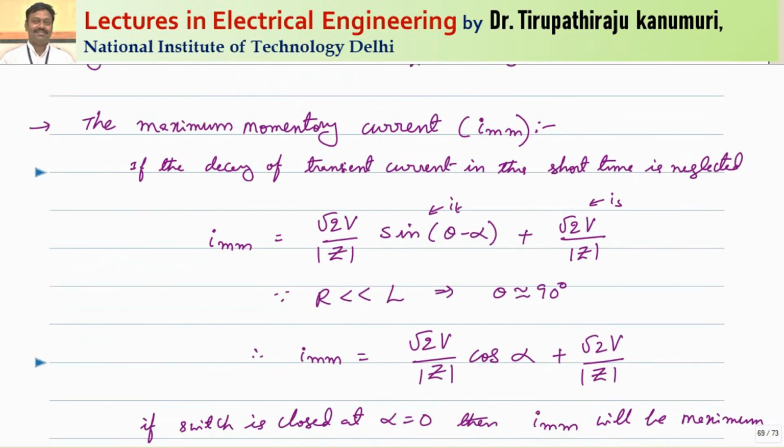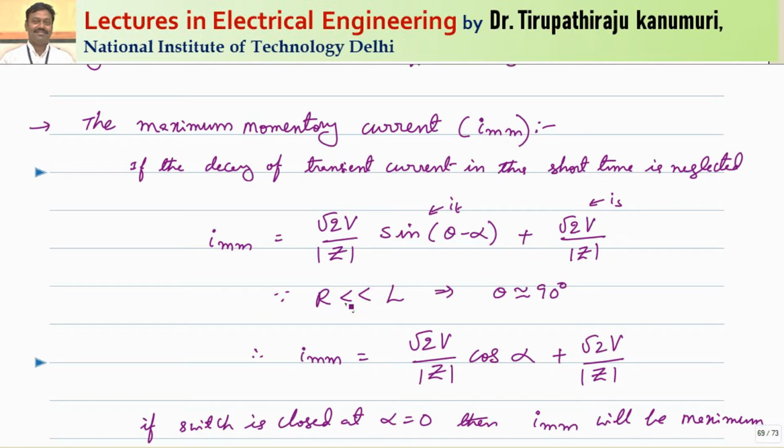So if you take it like this, the maximum momentary current, if the decay of the transient current in the short time is neglected, can be written as root 2 times V by Z sine of theta minus alpha. This is my transient component, and for the steady state component, because the maximum value is reached there, it will be equal to root 2 times V by Z.